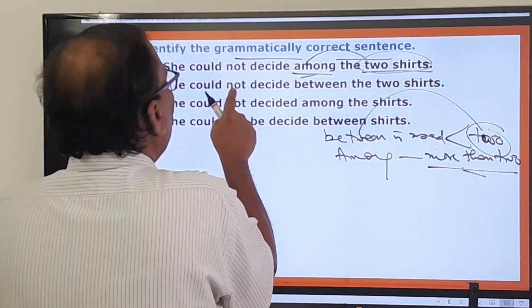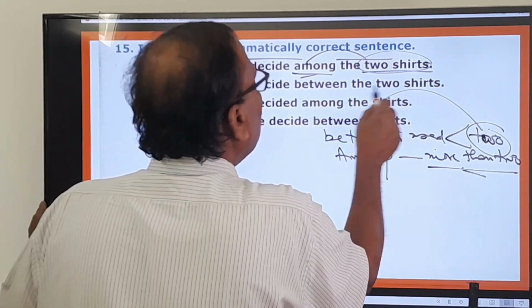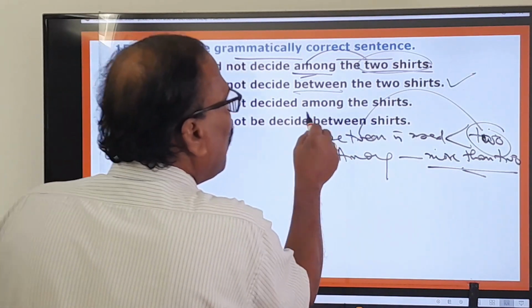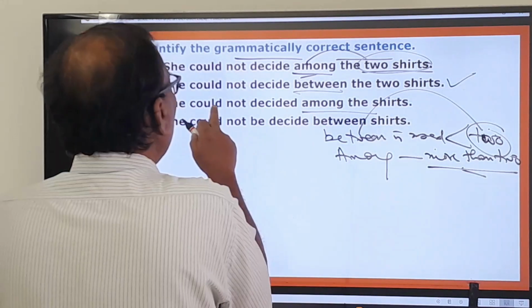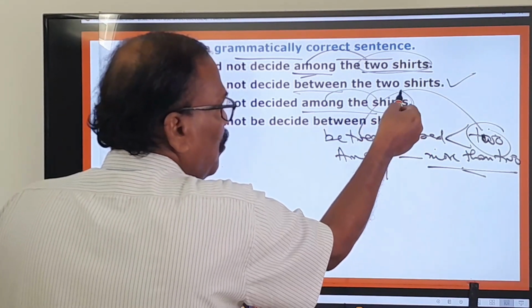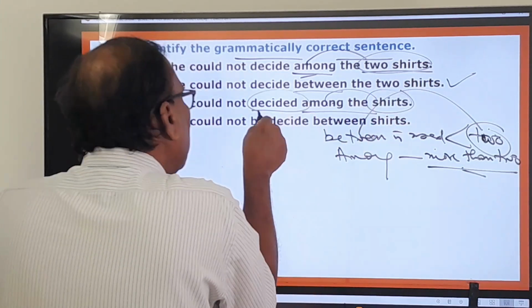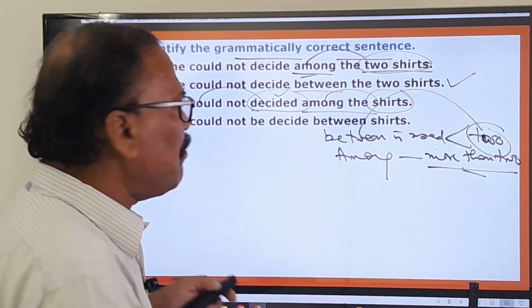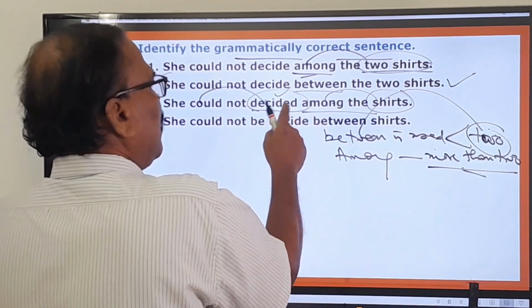Therefore this is wrong. She could not decide between the two shirts. Yes, this is the right one. Between is used correctly here. And she could not decide among the shirts. No, this is wrong. Among the shirts is okay because there may be more than two shirts. But here decided is there. With this modal auxiliary you cannot use the past tense form of the verb. She could not decided. That's why this is wrong.